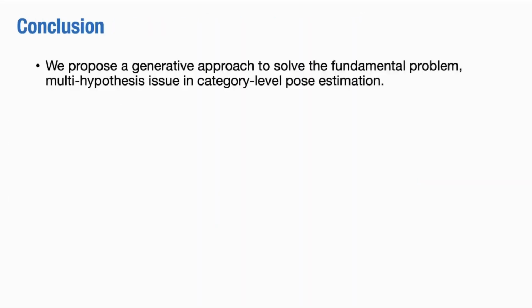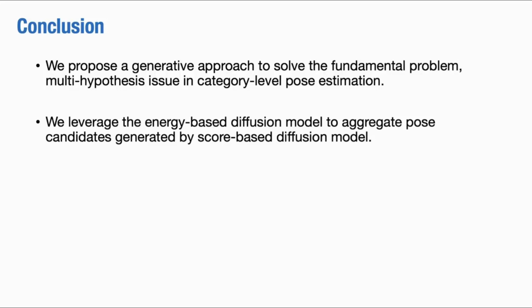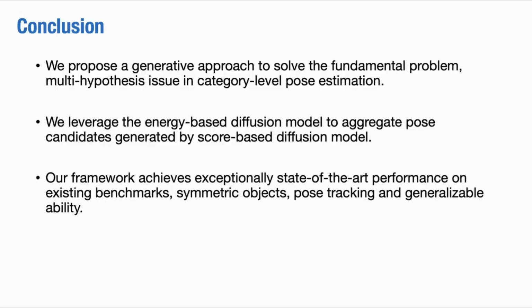In conclusion, we propose a generative approach to solve the fundamental problem, the multi-hypothesis issue in category-level pose estimation. We leverage the energy-based diffusion model to aggregate pose candidates generated by the score-based diffusion model. Our framework achieves exceptional state-of-the-art performance on existing benchmarks, symmetric objects, pose tracking, and generalizable ability.